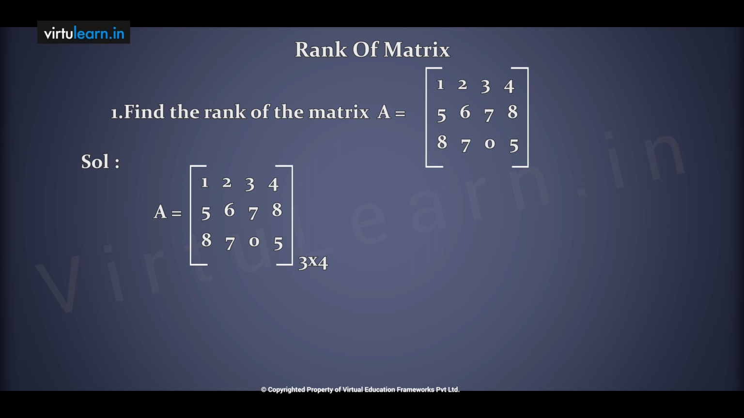Already I told you in the definition that rank of A is less than or equal to the minimum of m comma n. Here m is the number of rows and n is the number of columns. According to that definition, rank of A is less than or equal to minimum of 3 comma 4. This implies rank of A is less than or equal to 3. Rank may be 3 or 2 or 1. So you have to consider a 3 by 3 submatrix. A submatrix is obtained by deleting any row or column of the given matrix. I will delete the fourth column.